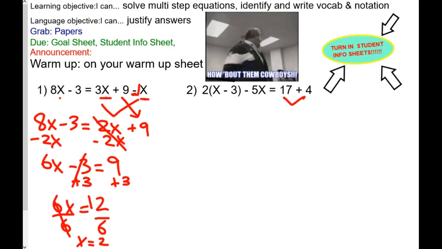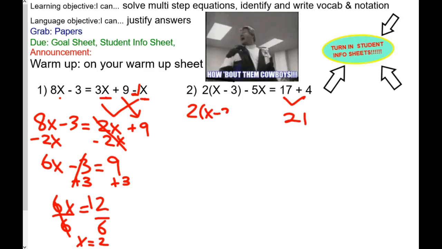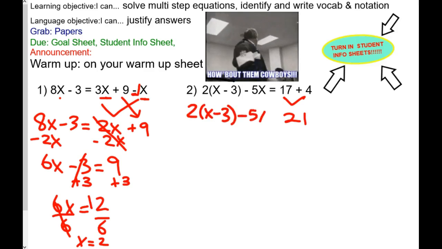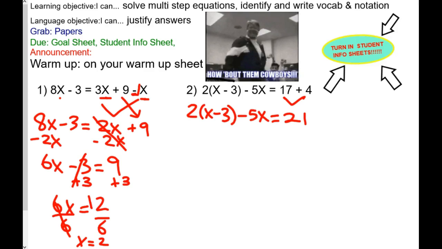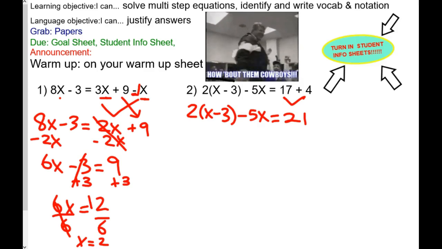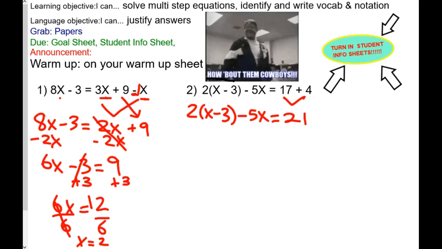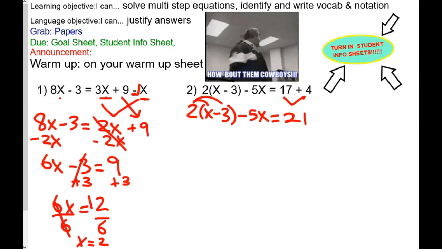Okay, 17 plus 4 is 21. I'm going to bring down everything on the left side. Next thing, what do you think? You'll see the number in front of the parentheses. That always means you got to distribute, right? That's the word for it. But we are multiplying into the parentheses. 2 times x and 2 times the minus 3.